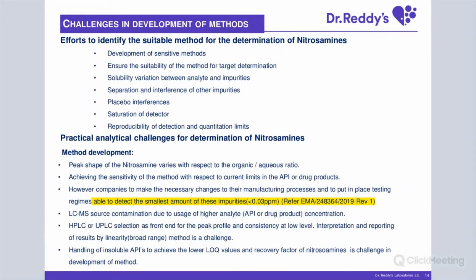So this slide talks about some of the challenges in method development. I think, as I mentioned, we need to develop sensitive methods. We need to ensure the suitability of the method for the target determination. And sometimes we have challenges with respect to the solubility of the analyte with respect to impurities, and we need to separate the interferences of the other impurities. There is also a challenge, especially when we are doing drug product, of placebo interferences. And since the mass detector is very sensitive, we have to avoid contamination. So sometimes we have challenges of saturation of the detector. I think it is also challenging to reproduce the detection and quantification limits. That's why I always suggest having the same make and model of instrument at different sites, so that it is very easy to reproduce the limit of quantification and the limit of detection, instead of having different makes of instruments.